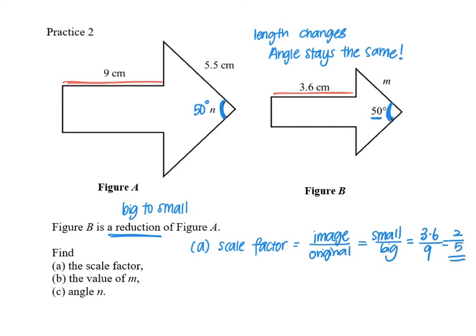Next, find the value of m. Now we know the scale factor is 2/5, so m, the corresponding side is 5.5, is now equals to the scale factor 2/5. We can cross multiply this and find the answer. So I will get 5m to be equals to 11, and therefore m will be equals to 11/5.